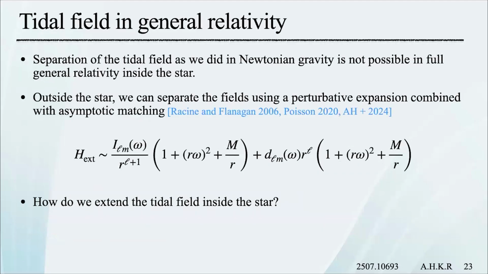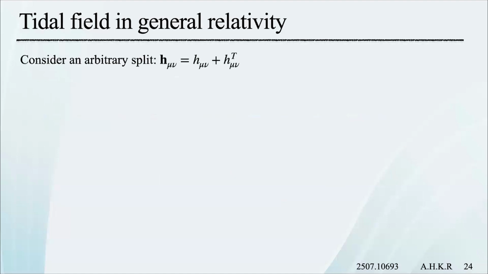Yeah, so I'll get back to this slide. I think I have a few more minutes. So the question is, how do you extend the tidal field inside the star? Well, let's get back to the problem. Let's go to the metric field inside the star. The bold symbol h mu nu denotes the metric inside the star. Let's just split it into some contribution for the multipolar or self field of the object and some tidal contribution denoted by h^T.